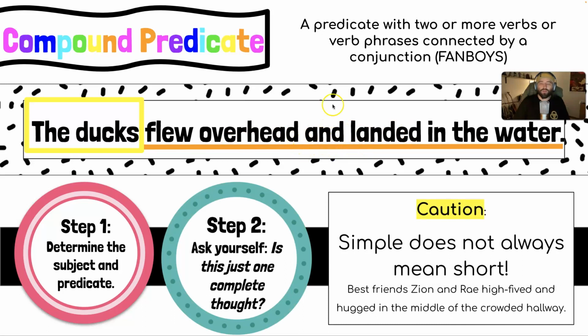Now, if on the other side of this I said the ducks flew overhead and the geese landed in the water, now we no longer have a compound predicate. We have a compound sentence. We'll talk about compound sentences in a future lesson. But right now, we just want to make sure that the ducks are doing both of these things. If something else is doing one or the other, then it's no longer considered a compound predicate.